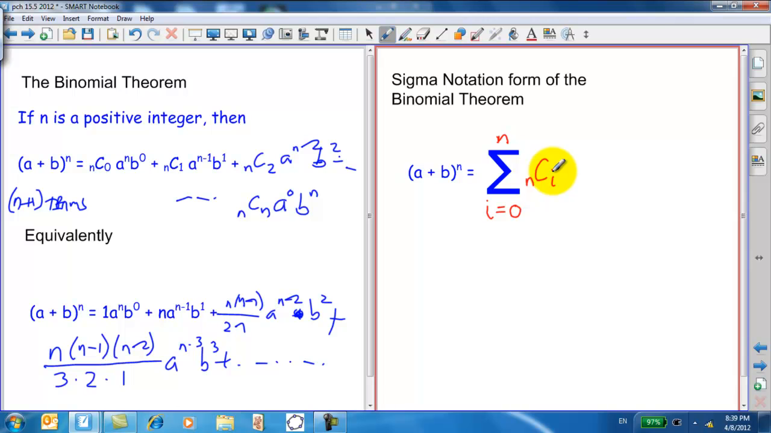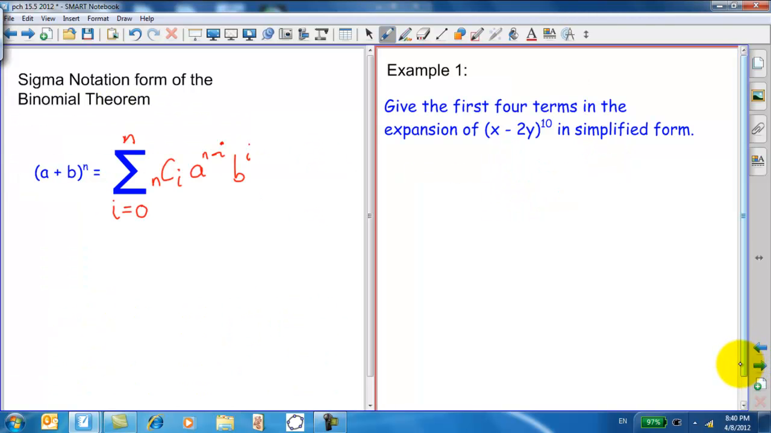nCi, that'll give us the coefficient from Pascal's triangle using combinations, times a^(n-i), b^i. So it's actually the second factor here, the second term in the expansion, that ends up going up in order from 0 up to n, whereas the powers on the first one descend. So there you go. There's your binomial theorem in sigma notation.